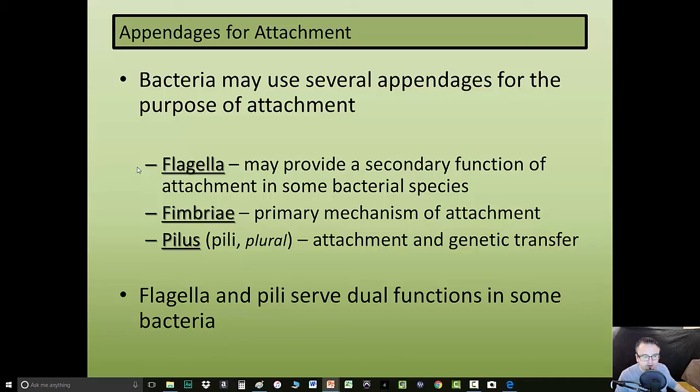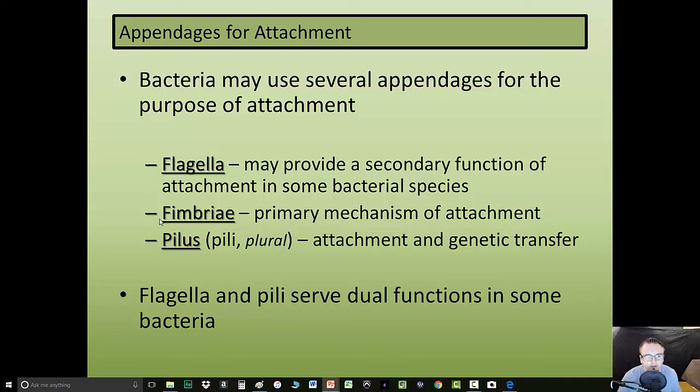When it comes to attachment, however, there are at least three mechanisms here, and there are actually a few more that we'll talk about, but these are the 3 true appendages here. And the flagella actually overlaps in both categories. So its primary function is for motility, but in some cases, as a secondary form, it can actually provide attachment. So it is somewhat adhesive and it can stick to things as opposed to being propulsive.